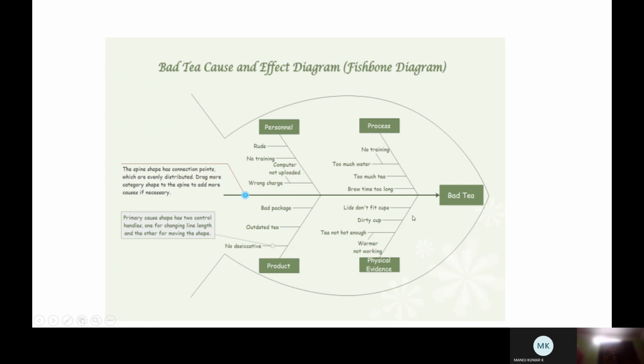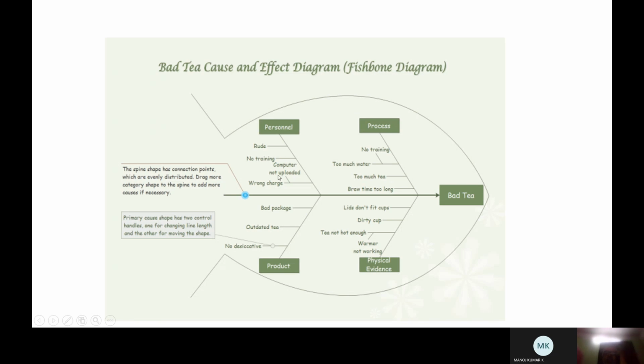So first, for bad tea, you will be very surprised. The personal is very rude. The tea-serving person being very rude means the tea is bad. Many times it is like that only. Mostly the tea vendor prepares the tea and serves it himself. If he is going to be rude, the tea is going to be bad.